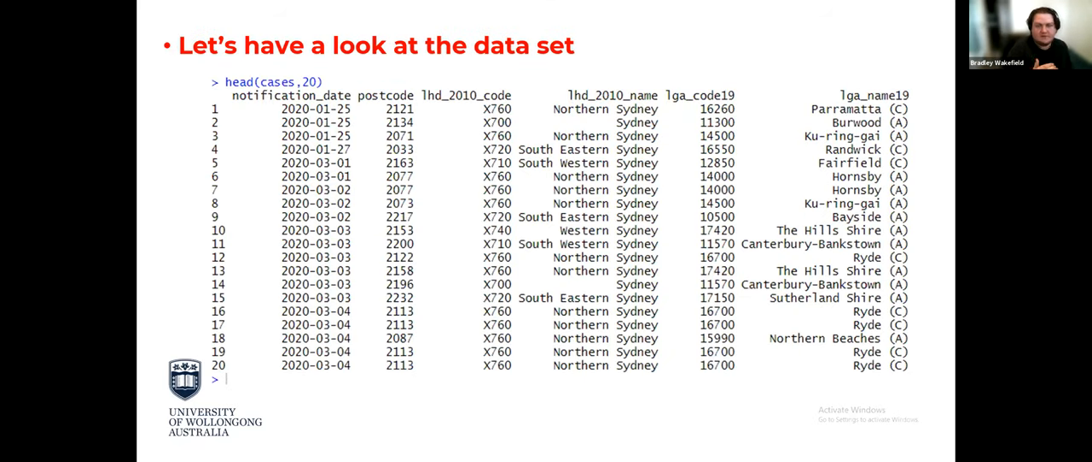Okay, so I've loaded in my cases data set and I can show you what it looks like. I've just taken the first 20 observations here. And you can see I've got a notification date, I've got a postcode. I've also got a local health district code and an LGA code, which is kind of a double up on the LHD name and the LGA name in terms of corresponding exactly. But it might be advantageous, especially if you work within the government, to be using the codes rather than the names. We're going to just stick to the names here. So we've got a bit of what we call auxiliary data, or extra data that we don't particularly need.